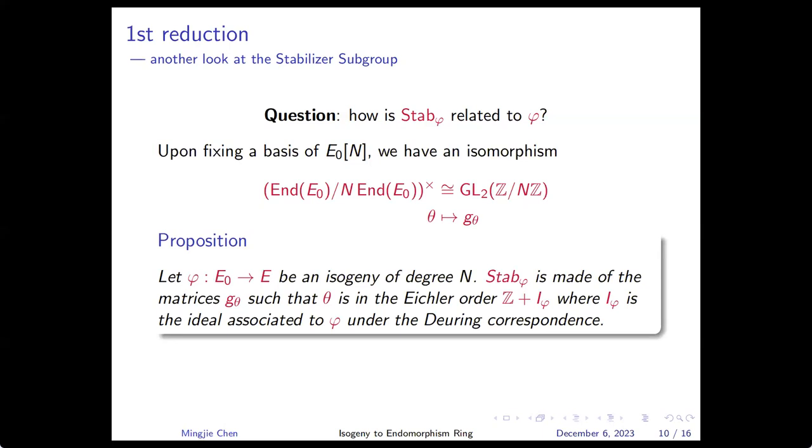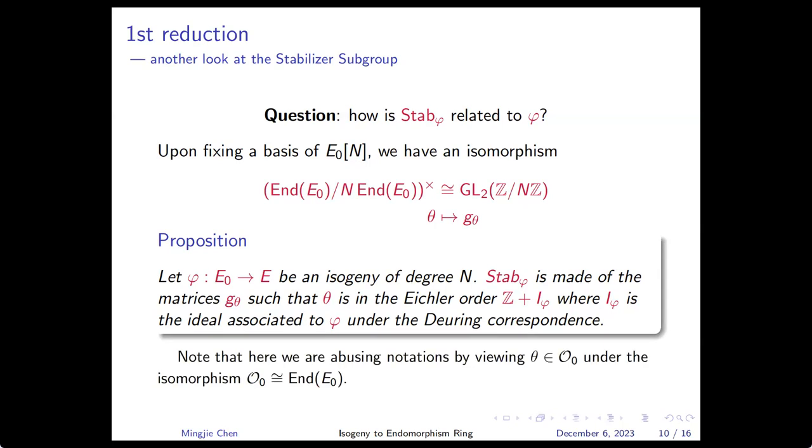And here is another proposition about the stabilizer subgroup. So phi is again an isogeny of degree n, and the stabilizer subgroup is made of the matrices G theta such that theta is in the order Z + I phi, where I phi is the ideal associated to phi under the Deuring correspondence. Here we are abusing notation by viewing theta as elements in the quaternion maximal order under this isomorphism. So this proposition basically says that if we know the stabilizer subgroup, we can essentially recover the ideal corresponding to phi, and then we are pretty much done.